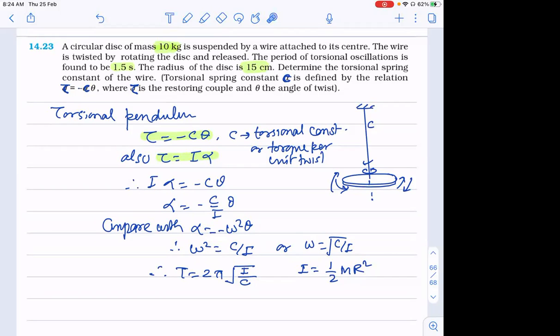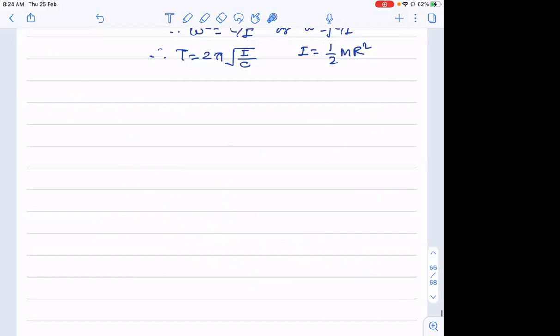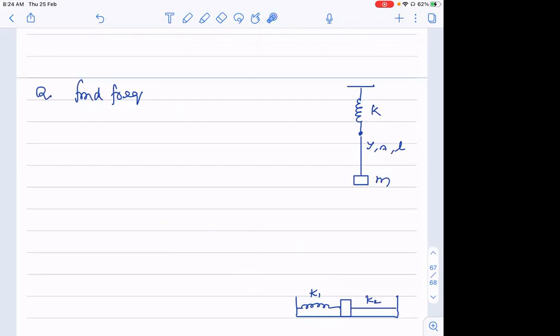See, tell me how to get this time period, how to find the frequency of the system. This one was pulled and released. For small oscillation, how much will be the frequency of the system? What will be the formula for the frequency of the system? Tell me.